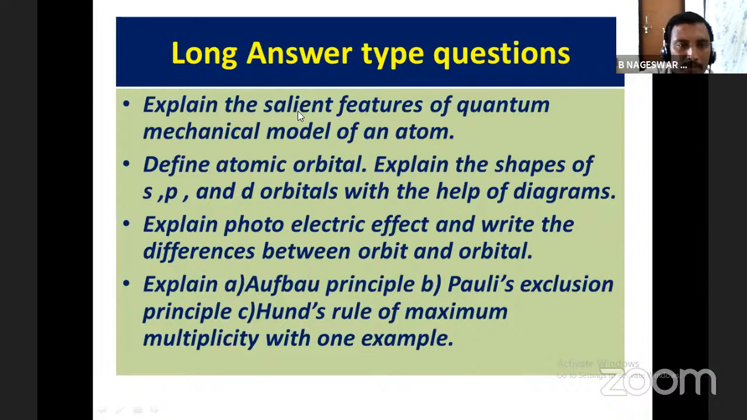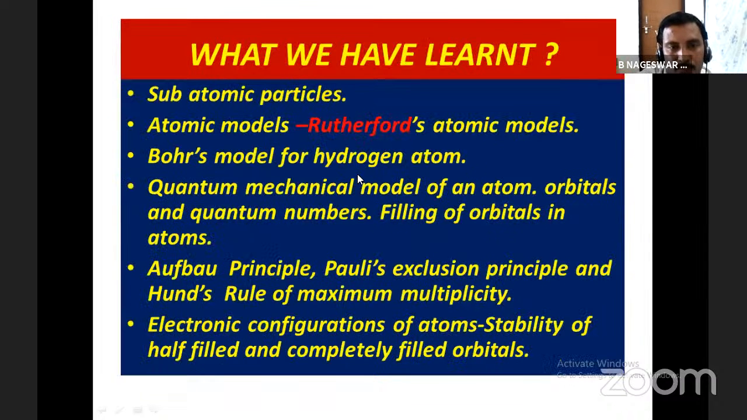Okay, next, in this total chapter, children, what have we learned in the total chapter? Simply, firstly we discussed subatomic particles. Electrons, protons, neutrons are the subatomic particles. After finding the subatomic particles, we discussed atomic models. What are atomic models? Why we have to introduce atomic models and the importance of atomic models were discussed.